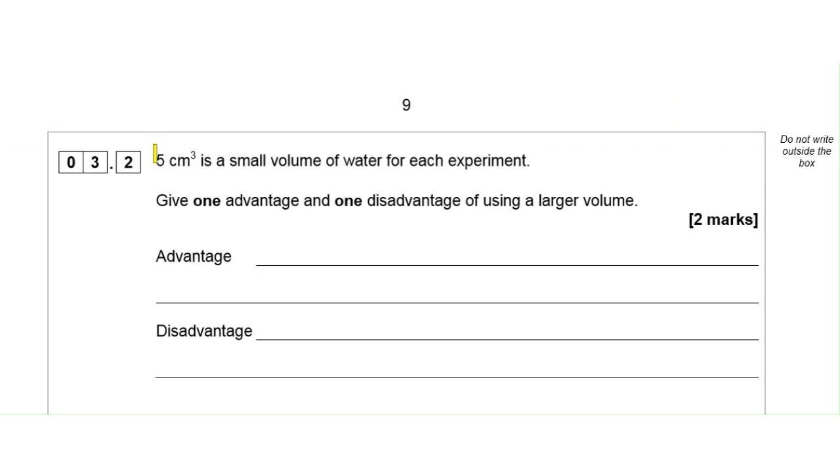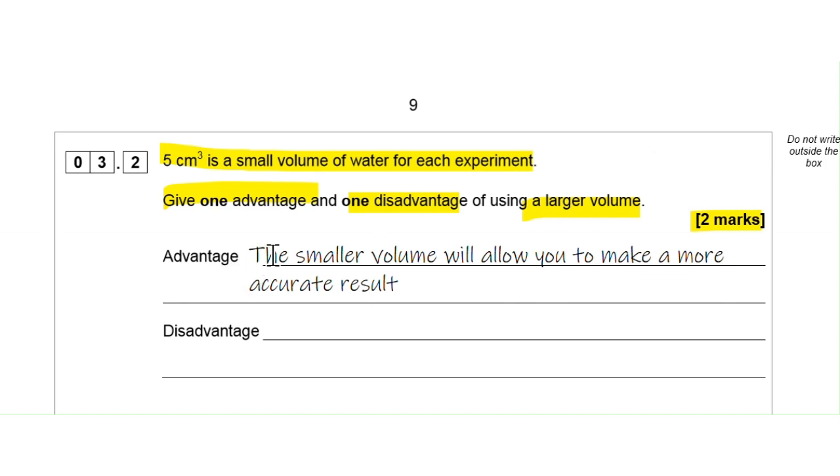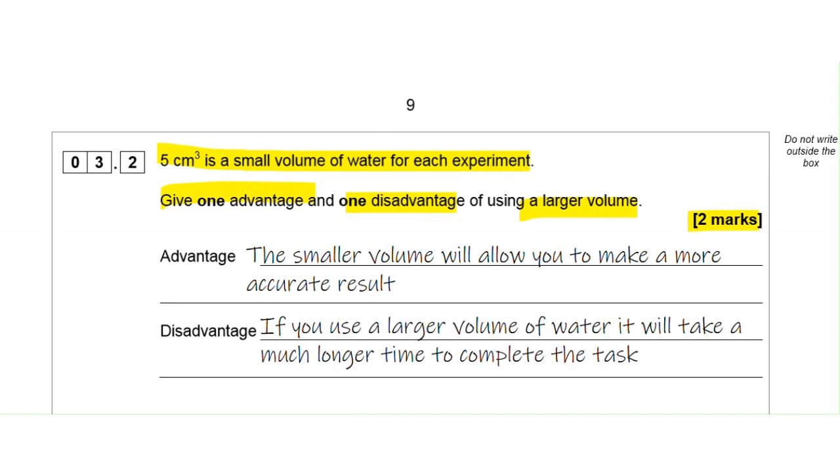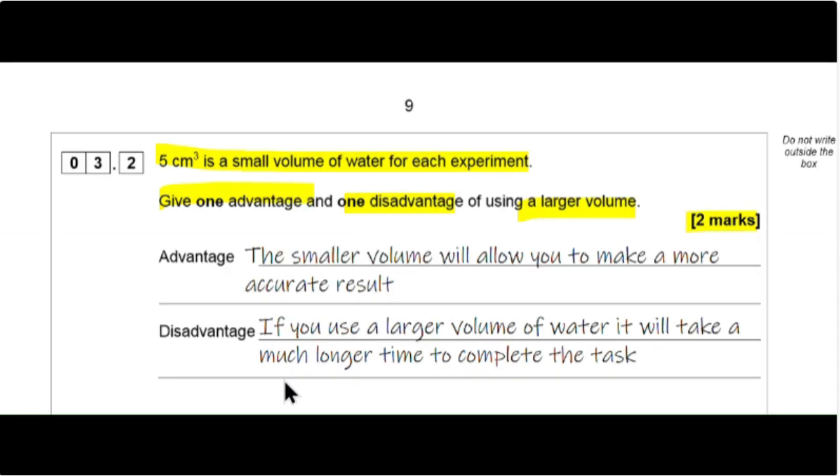Over the page, 5 cm³ is a small volume of water for each experiment. 3.2. Give one advantage and one disadvantage of using a larger volume. This is for 2 marks. This is one of those how science works experiments, isn't it? An advantage of using a smaller volume is it will allow you to make a more accurate result. That's for 1 mark. For the 2nd mark, if you use a larger volume of water, it will take a much longer time to complete the task because you've got to boil all that water away.